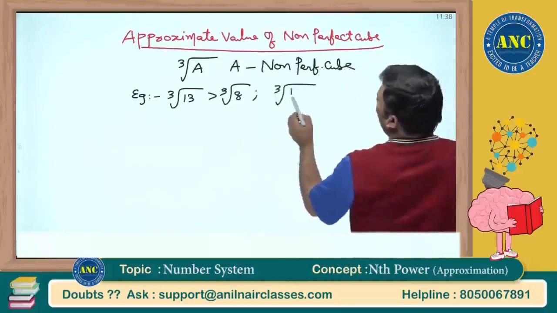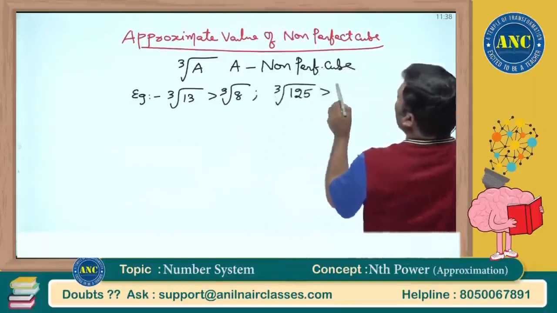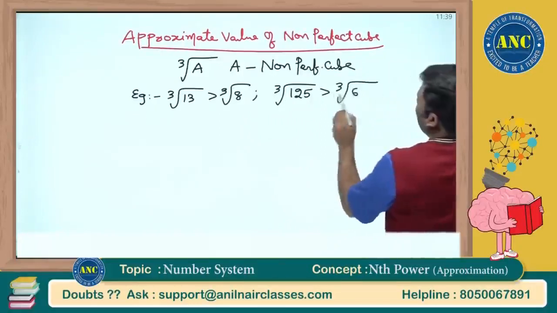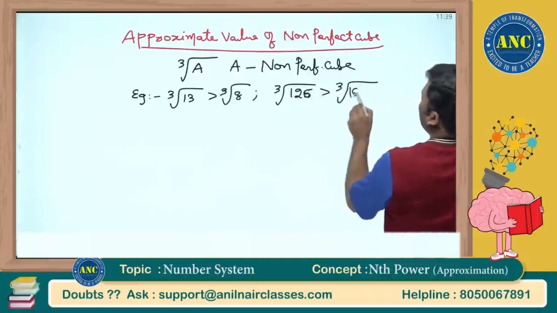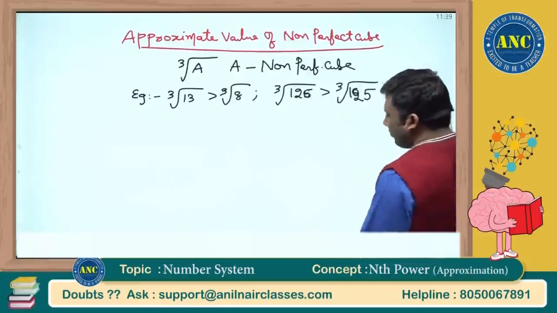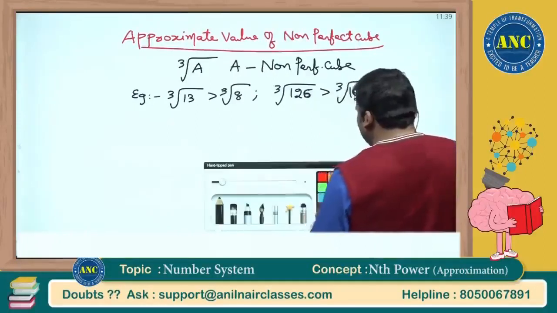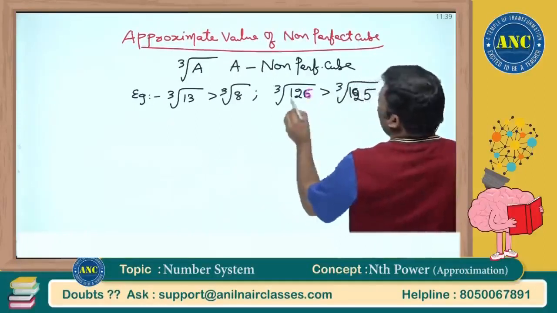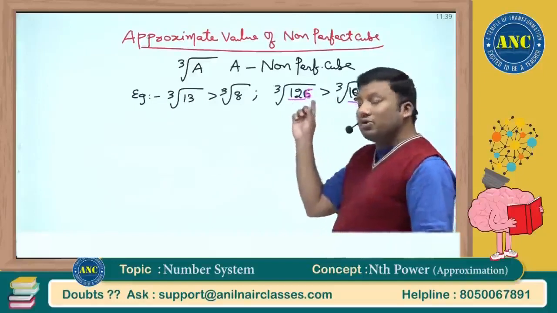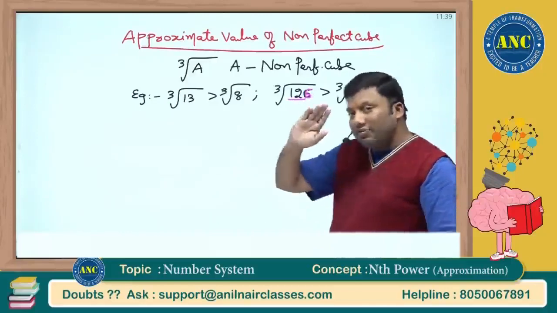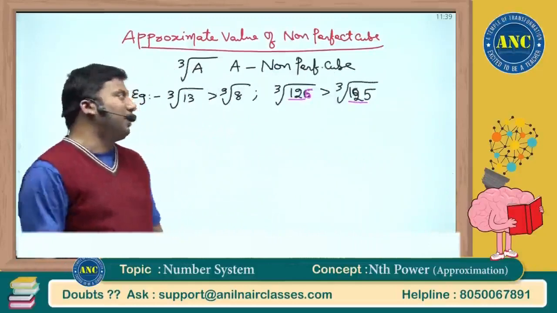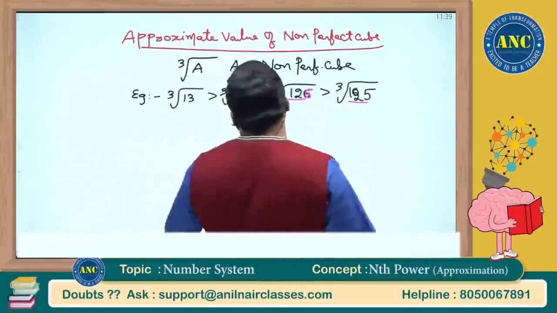Cube root of 125 is greater than cube root of 64. Take 126, which is greater than 125; 125 is 5 cube. This proves a point: for any number, if the digital sum is 1, 8 or 9, then the number may or may not be a perfect cube. So 126 is greater than 125.